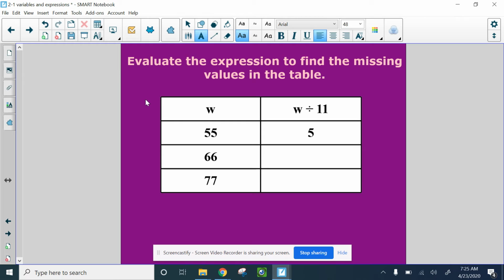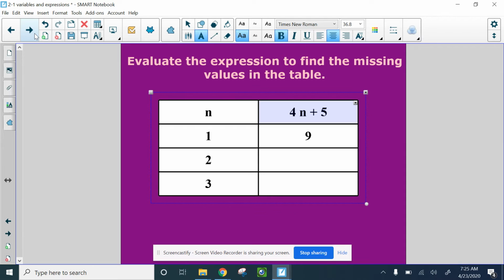So if I look at this table, this time I'm going to give you the algebraic expression. If this is what w equals, and I have the expression w divided by 11, well, if w equals 55, this would be 55 divided by 11 equals 5. But now I'm saying w equals 66. So now I'm going to plug in 66 for w. So 66 divided by 11 equals 6. What about now if w equals 77? I would do 77 divided by 11 equals 7. So every time, wherever I see w, I'm just putting a different number in its place.